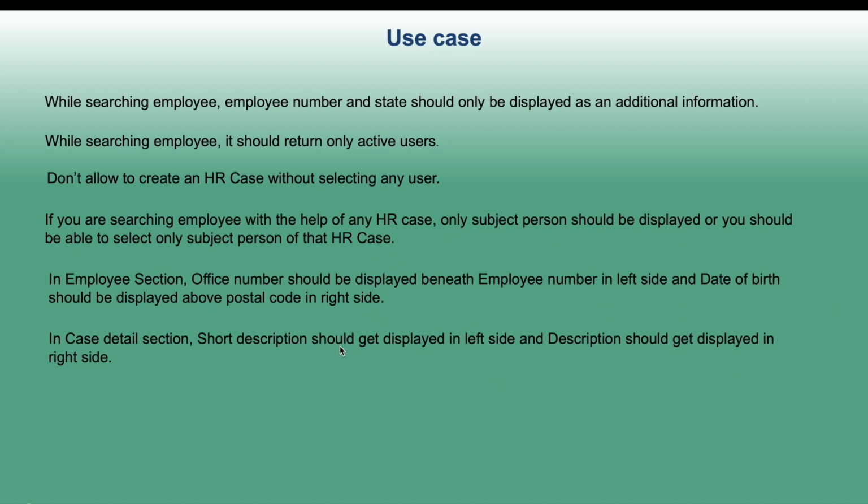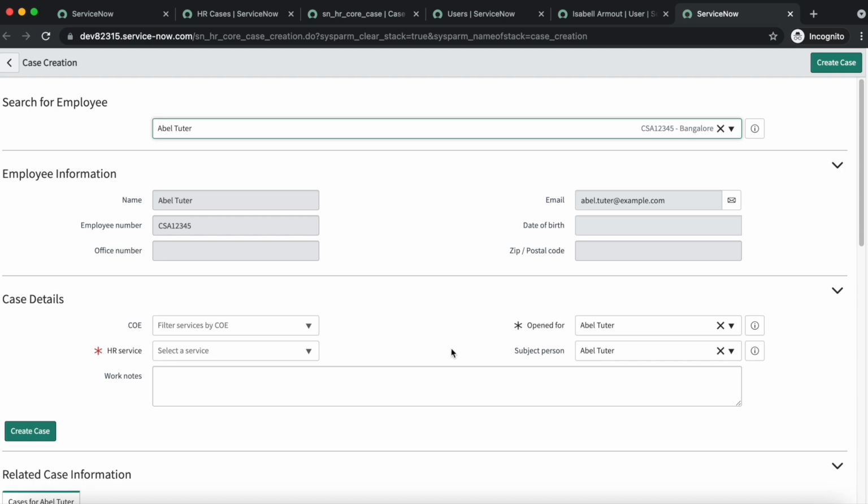Now the last use case is in case details section. Short description should get displayed in left side and description should get displayed in right side. So here we want to get short description in left side and description in the right side.